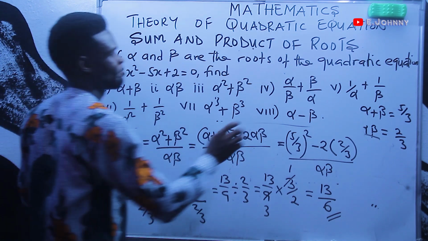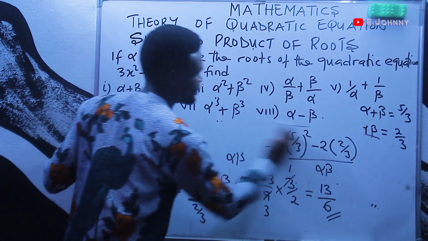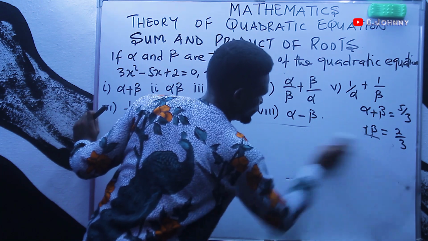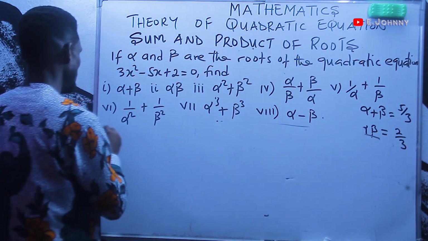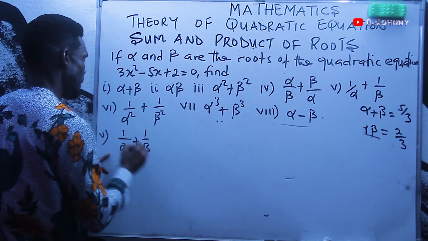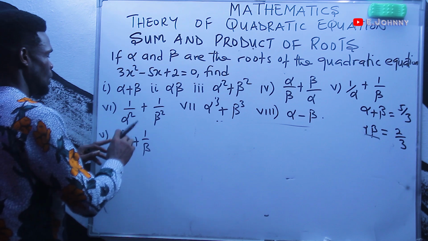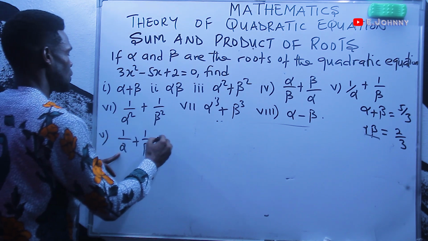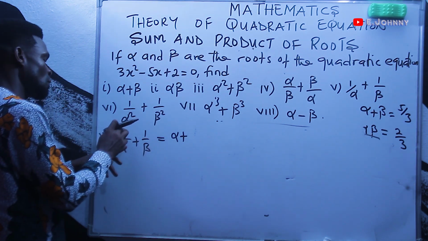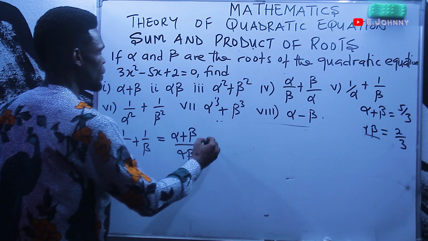Okay, let's look at V. Now V says I should find 1 over alpha plus 1 over beta. Of course, this is very simple. It's a fraction, so let's clear the fraction. Alpha times 1 is alpha, plus beta times 1 is beta, all over alpha times beta, which is alpha beta. Very simple. You are done.